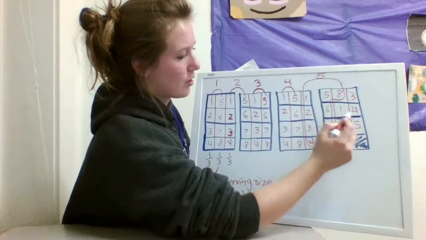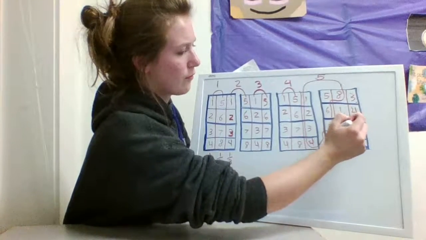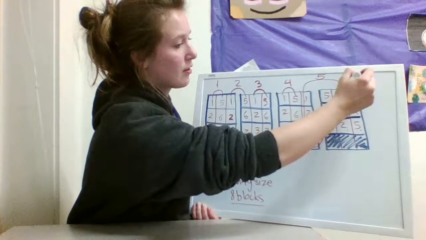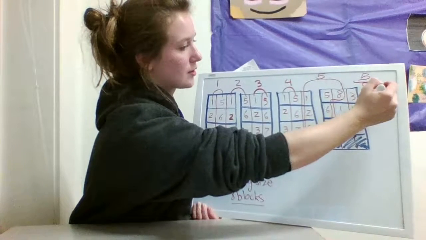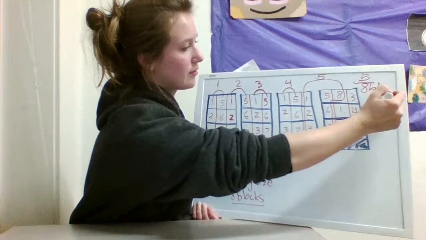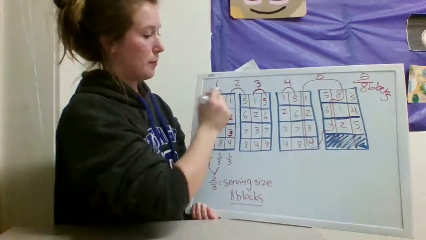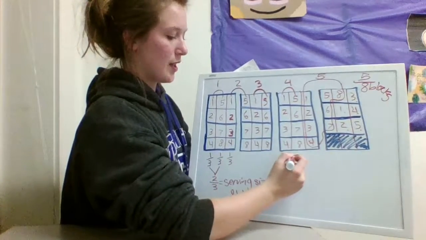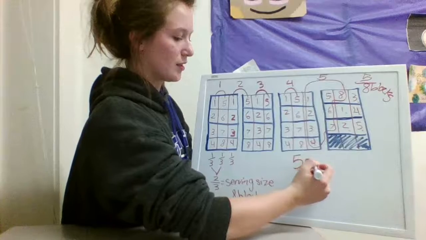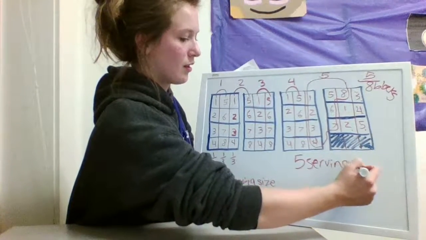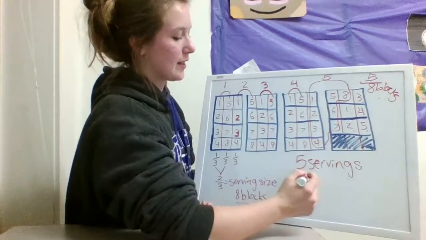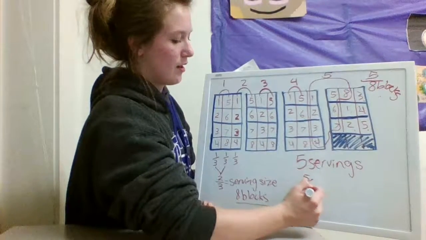And then we have 1, 2, 3, 4, 5 out of 8 blocks left. So based on that, we can see that we have 5 whole servings with 5/8 of a serving.